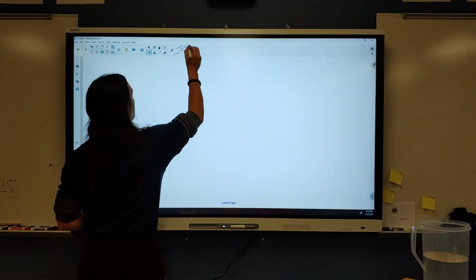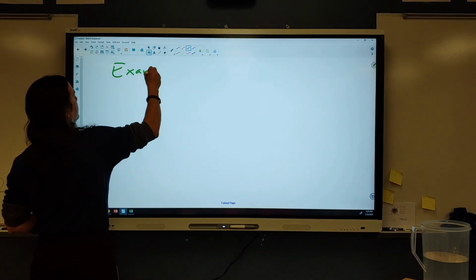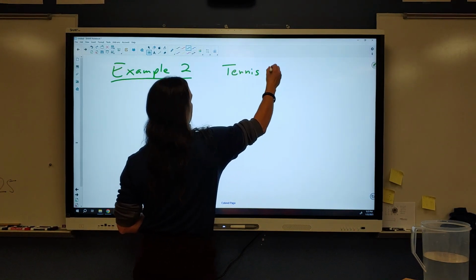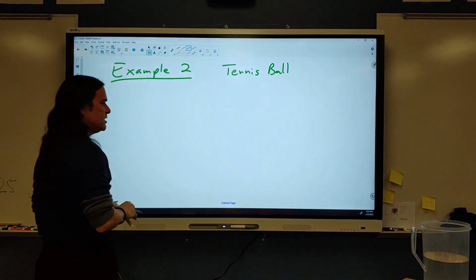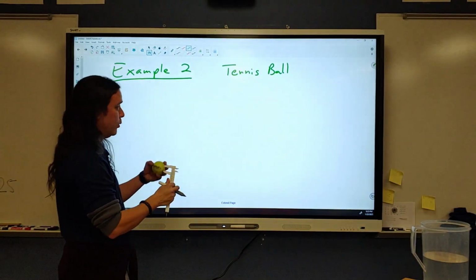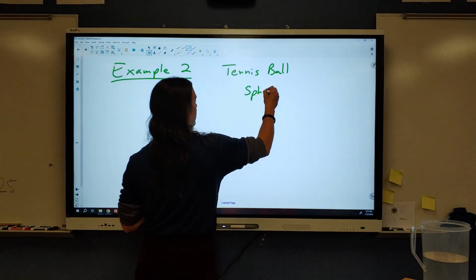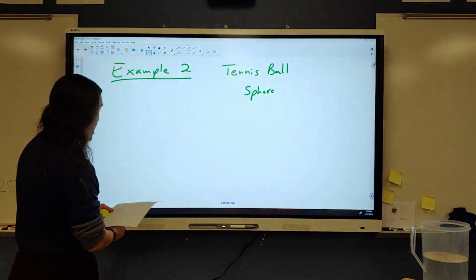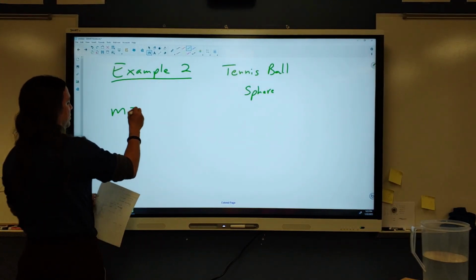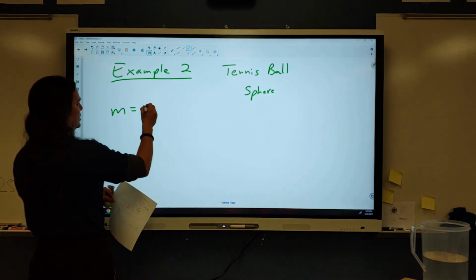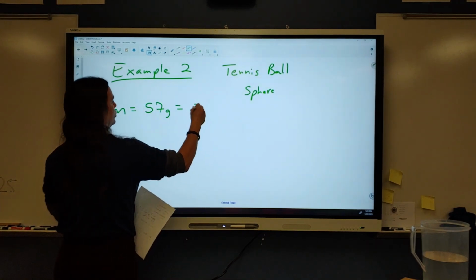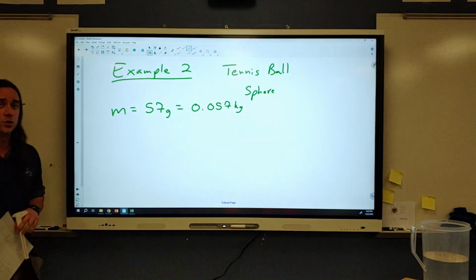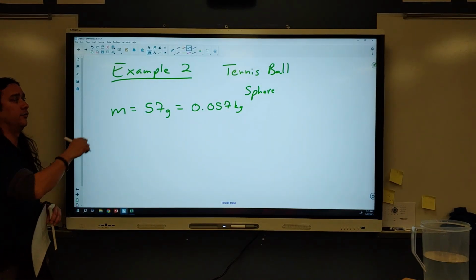So our next example is going to be example 2, tennis ball. Now this is going to be very similar to the last one that we did. We still have a sphere. I'm going to fill in the information, putting this on a balance, a scale. I find that the mass of the tennis ball comes up to about 57 grams, which is equal to 0.057 kilograms.